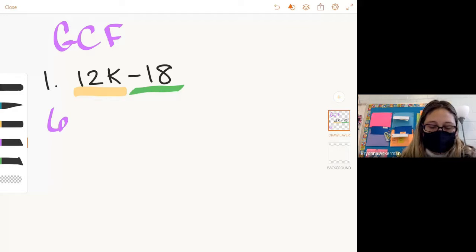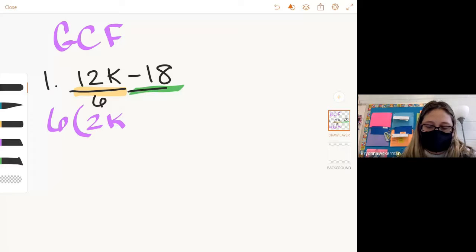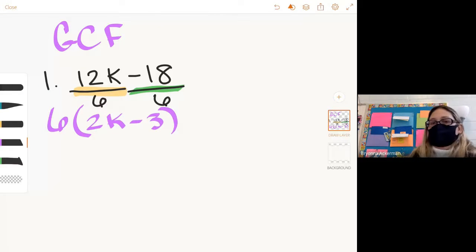From here, we're just going to divide this out. 12K divided by 6 gives me what? 2K, good. So 2K is left over. Then if we look at the green one, negative 18 divided by 6. What do I get? Good, negative 3. Okay? And so this is my final answer right here. This is factored.